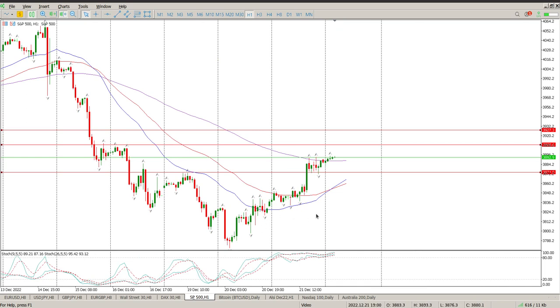Getting down to the hour, we have a different picture brewing. It's basically what I said to you yesterday. If we get above this area, watch out, there's a potential for a stronger move to the upside, which I think is still on the card.